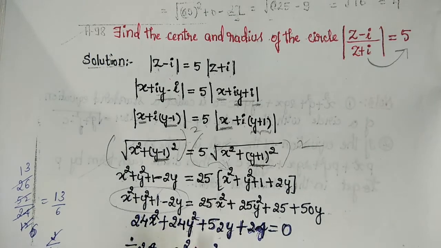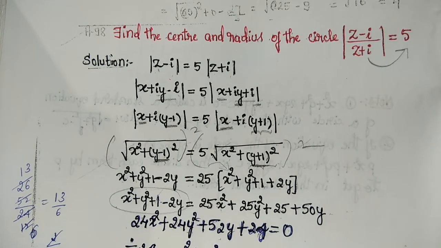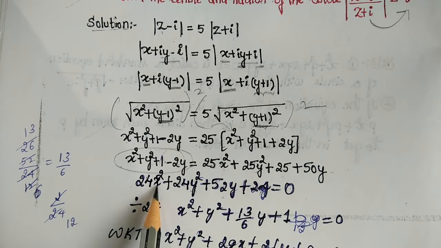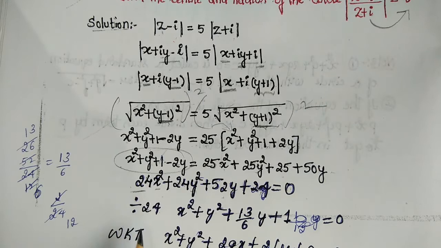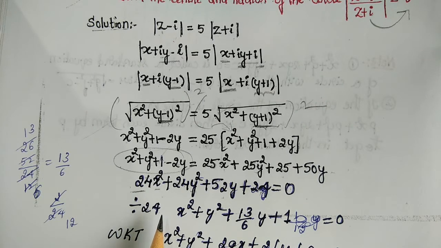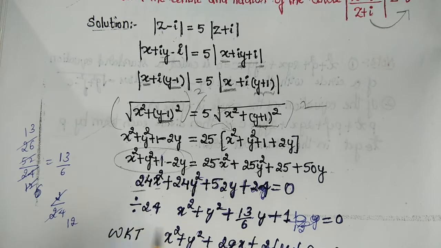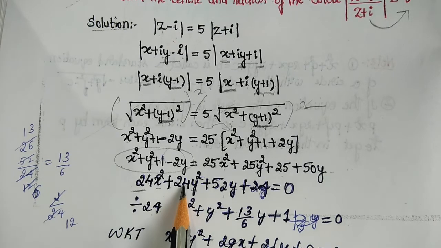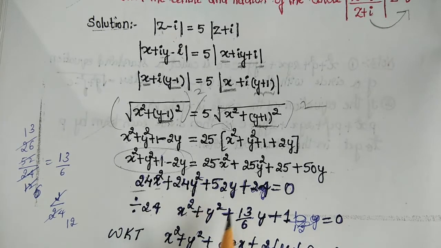We have 24, 24, 24. So now divide throughout by 24 to get a standard equation. Here the x square coefficient is 24. We know that the standard equation of a circle is x square plus y square, where the coefficient of x square is 1. So for that, divide throughout by 24. We get 24 by 24 cancelled, we remain with x square. Here also 24 by 24 cancelled, we remain with y square.